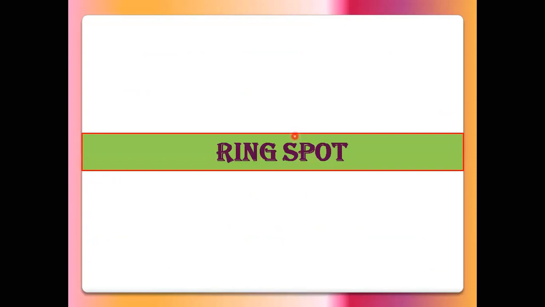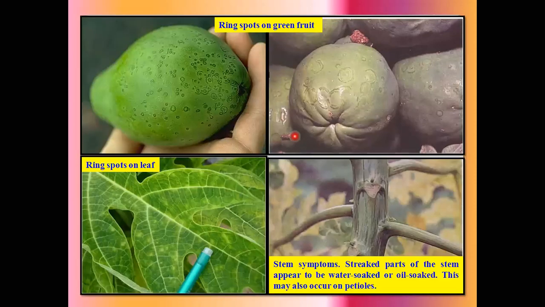Then we go to the ring spot symptoms. The virus induces several types of symptoms: mosaic symptoms, mottling symptoms, dark green blister-like symptoms, necrosis of the chlorotic areas, or leaf distortion symptoms. This is the result of the symptoms seen in standing papaya plants.